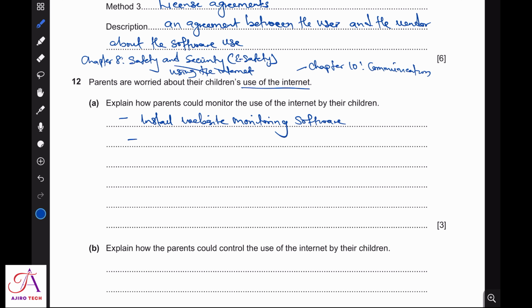The next one is, you can also monitor their search history. You can record the activities the children are doing online.